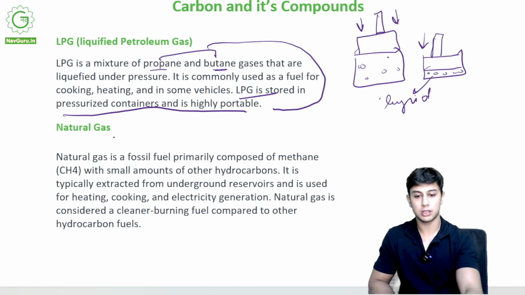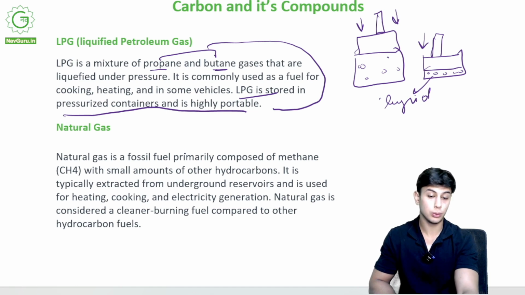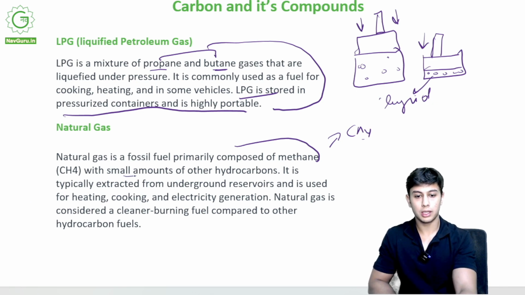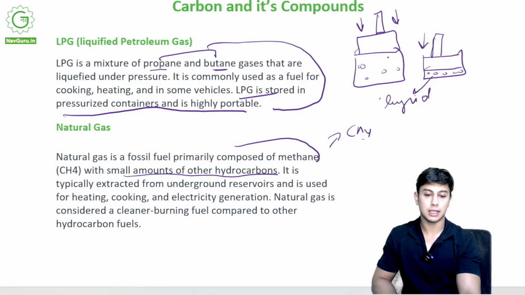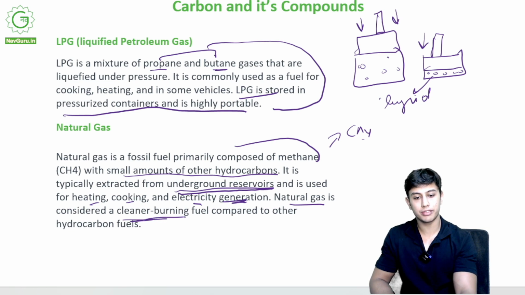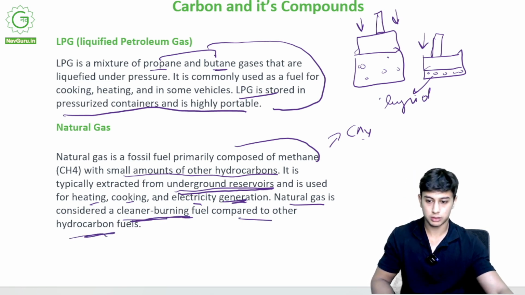Natural gas. What is natural gas? Natural gas is a fossil fuel primarily composed of methane. What is methane? CH4, with small amounts of other hydrocarbons. It is typically extracted from underground reservoirs and is used for heating, cooking, all the domestic purposes, electricity generation. Natural gas is considered a cleaner burning fuel compared to other hydrocarbons. It is relatively cleaner.